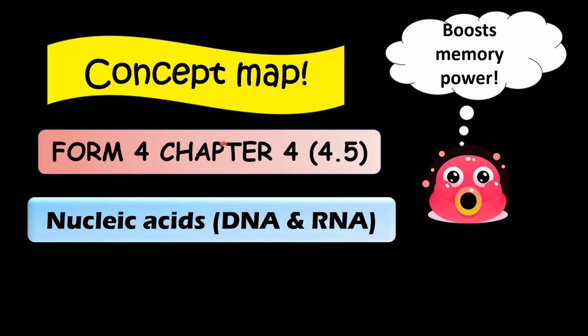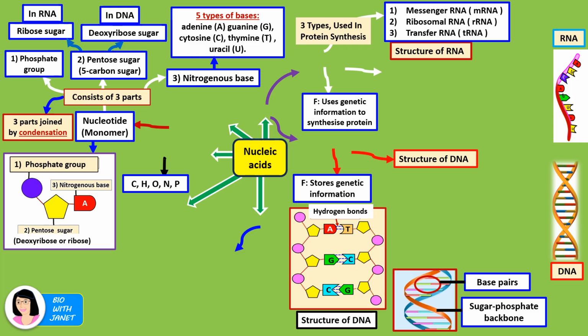So firstly, we're going to look at the concept map for Form 4 subtopic 4.5, on nucleic acids, that is DNA and RNA. Right, so let's look at the mind map. A mind map is a picture that summarizes all the important points, divided into various subtopics, right? And it will give you a good idea of all that you have studied for this subtopic, and help you to memorize it.